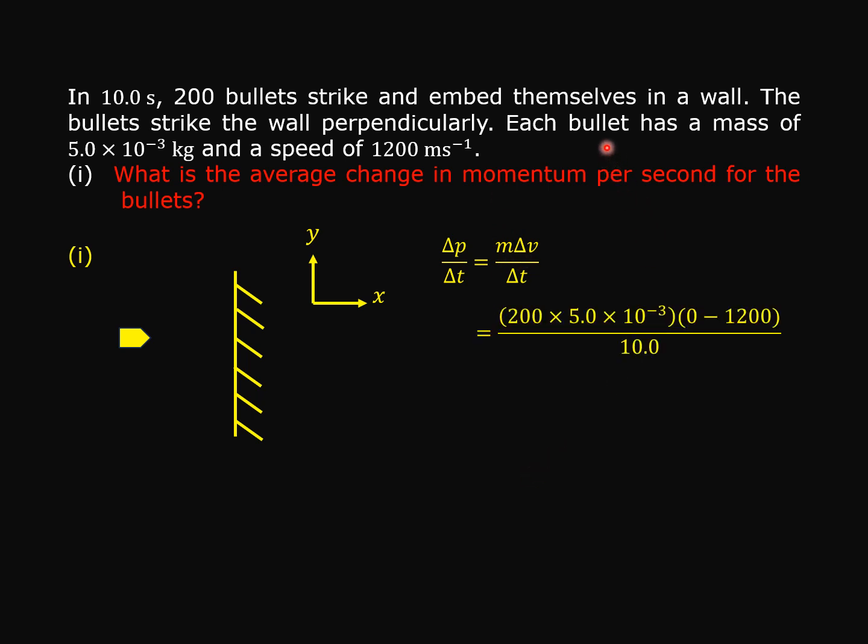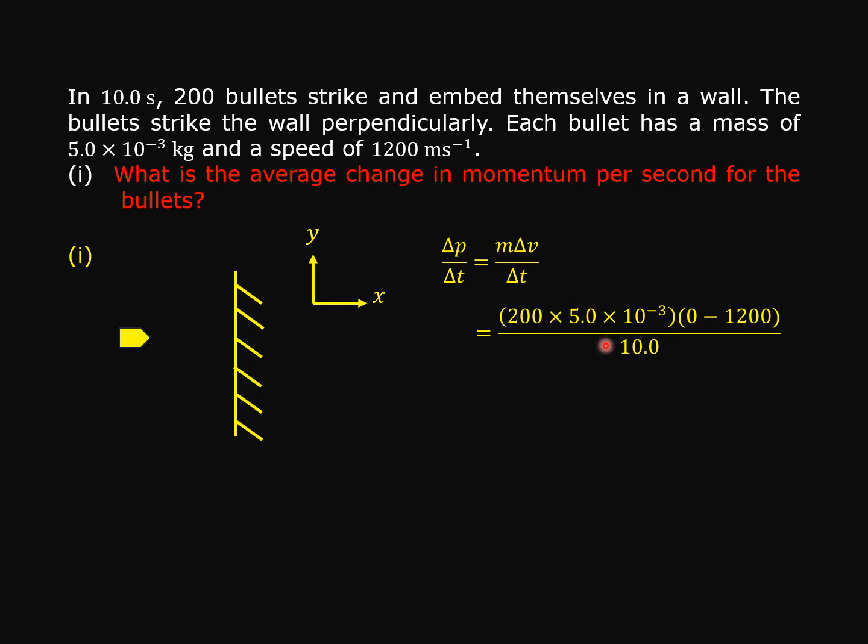The mass for one bullet is 5 grams, or 5.0 times 10 to the power of -3 kg. But now we have 200 bullets, so we multiply this 5 grams by 200. Delta v is the change of the velocity. The final velocity for the bullet is 0 because the bullet will stop when it strikes the wall. And the initial speed for the bullet is 1,200. So we use the final velocity minus the initial velocity. We have 0 minus 1,200.